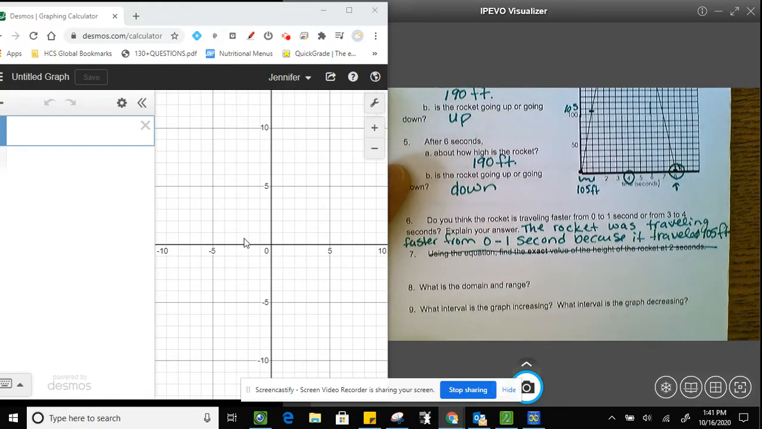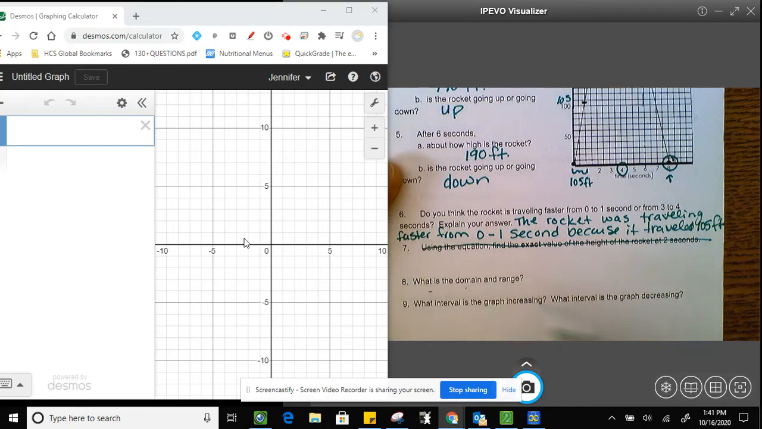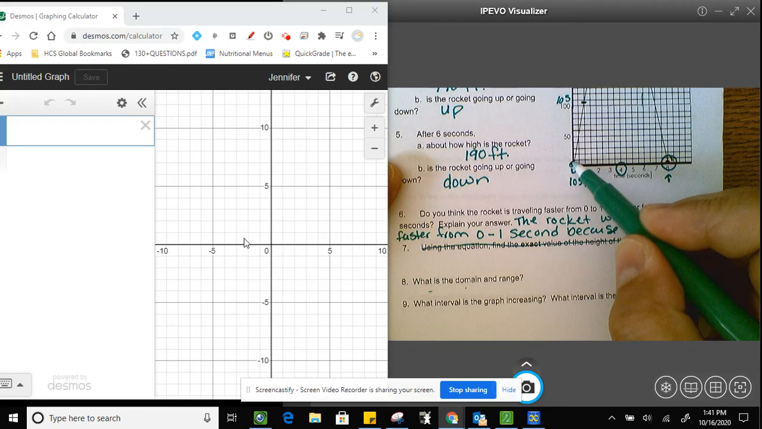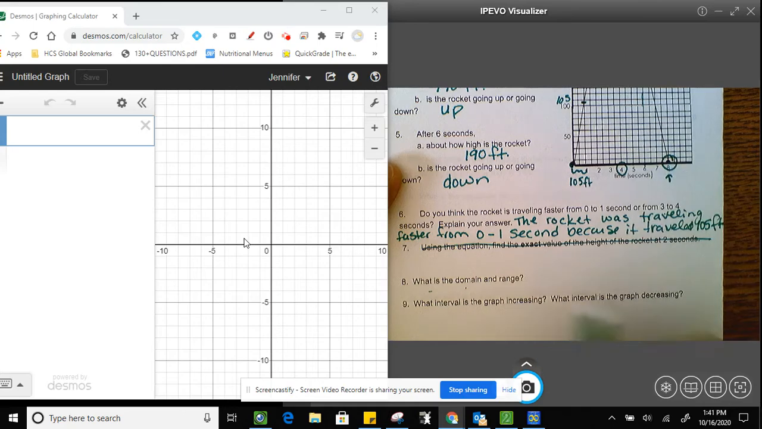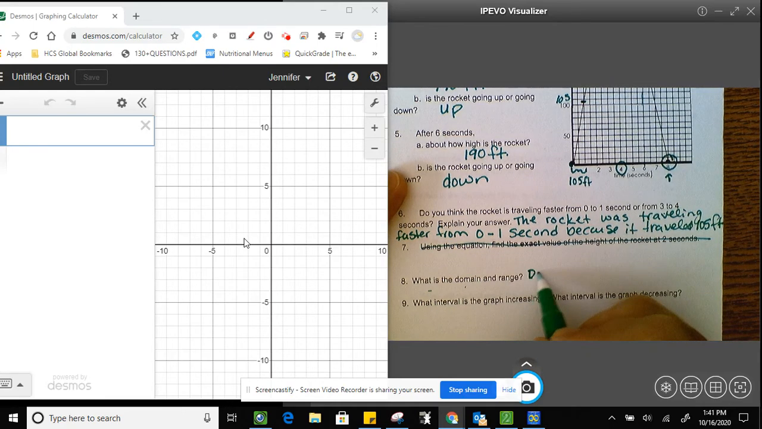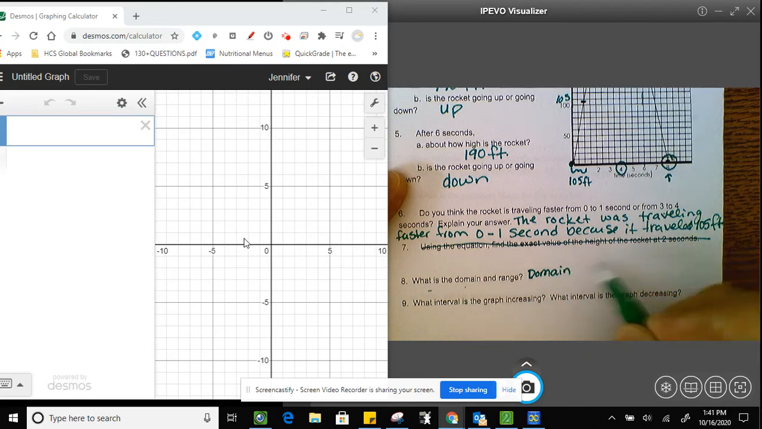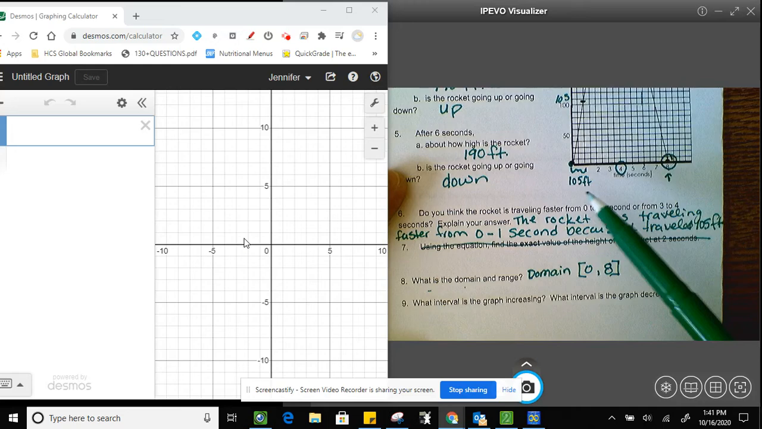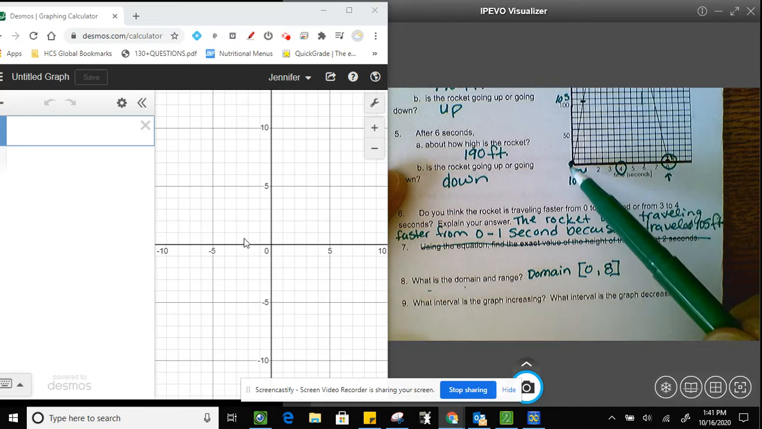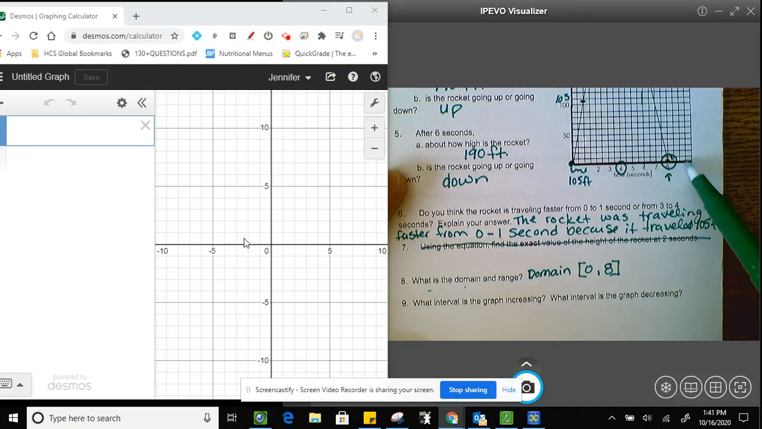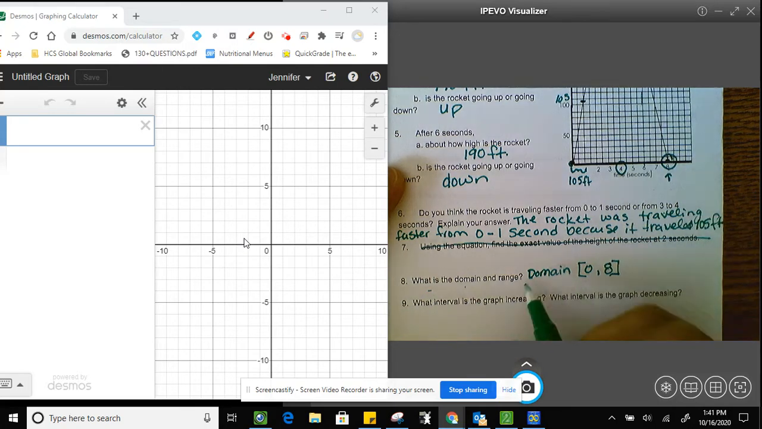So we're going to go on over here to what's the domain and range. So it started at time 0 and it ended at time 8. So the domain is from 0 to 8. Again, this one won't be all real numbers because we don't have negative time. And the rocket does not keep going after 8 seconds. It burns out on the ground.